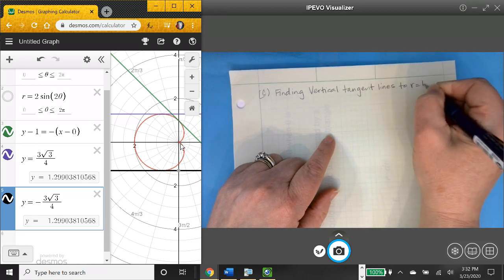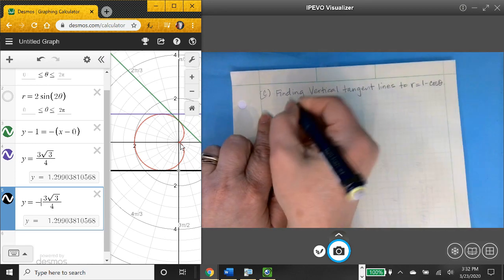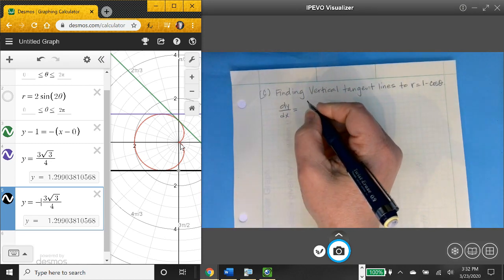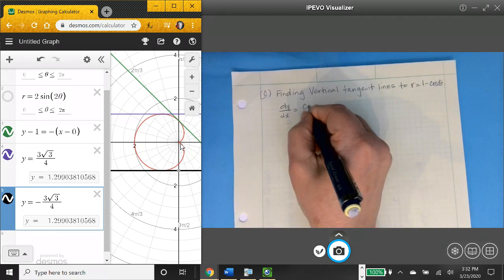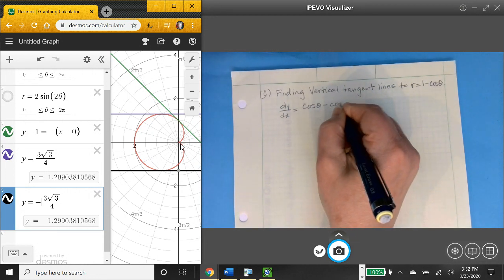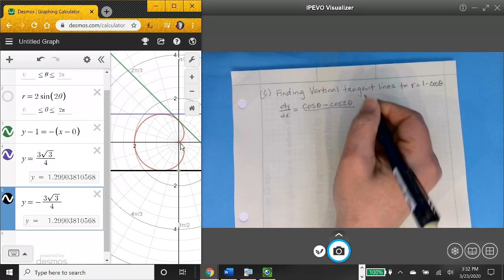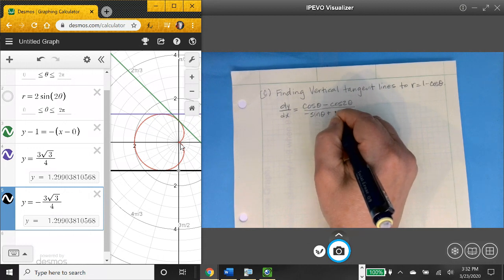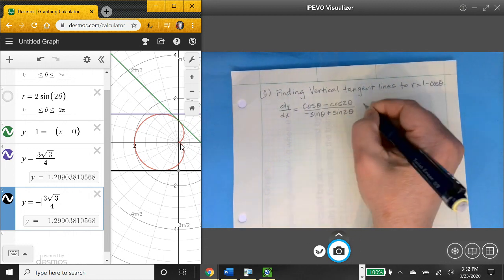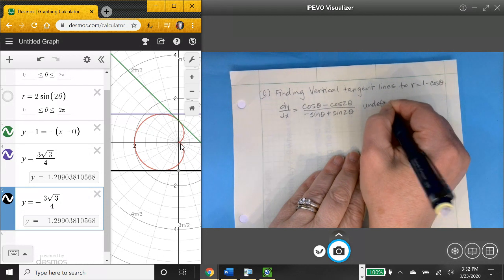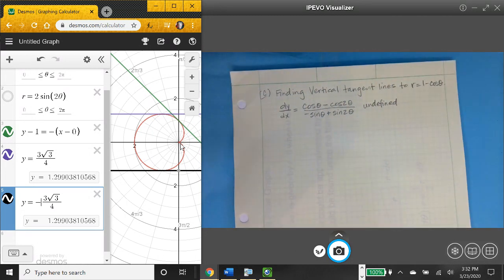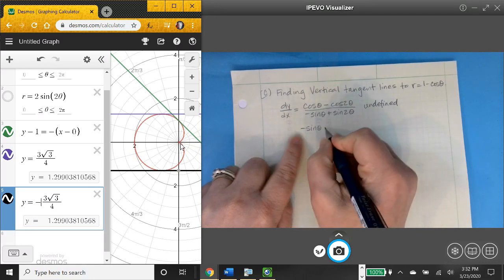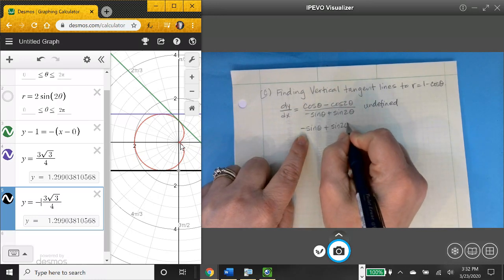r equals 1 minus cosine theta. Okay, recalling that dy/dx was equal to, I forgot already, cosine theta minus cosine 2 theta over negative sine theta plus sine 2 theta. And we want to know when this is undefined, because that's when we're going to have vertical tangent lines. All right, so that's going to be undefined when the denominator is equal to 0. So that's going to be negative sine theta plus sine 2 theta is equal to 0.